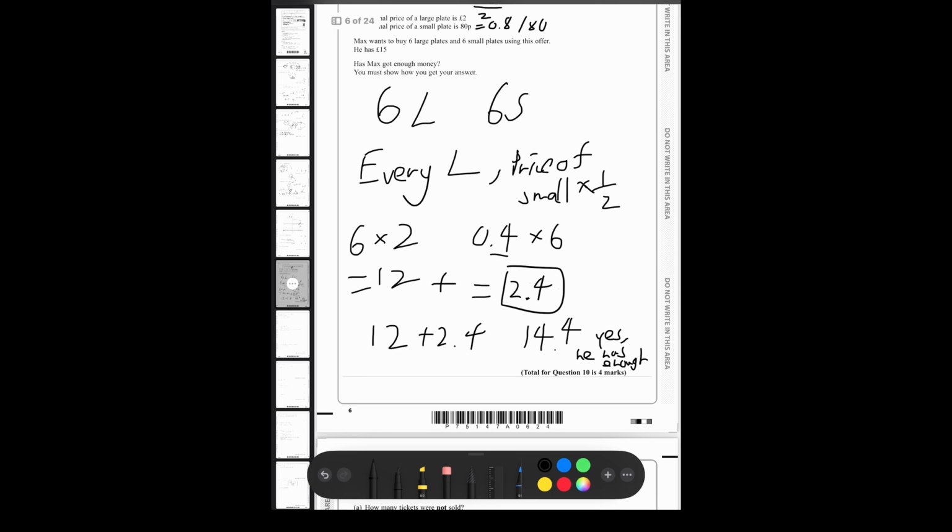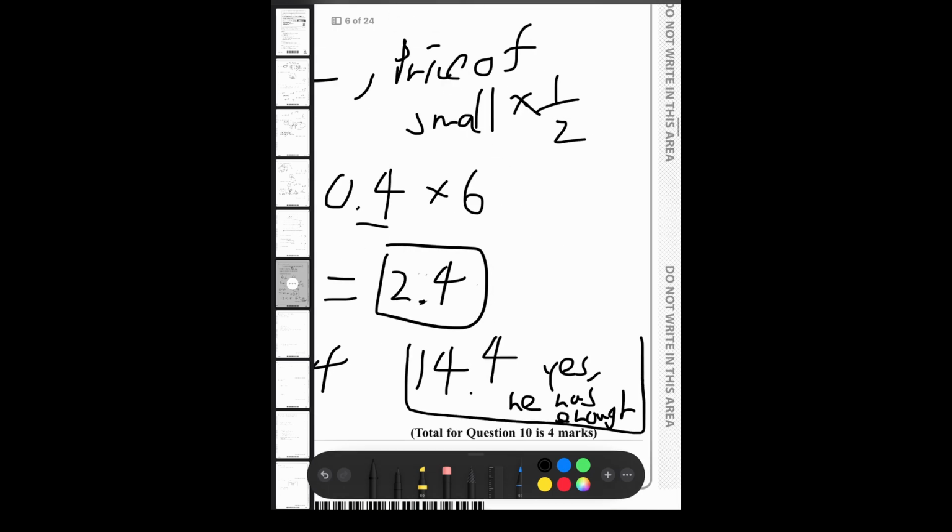If you want to do a cheeky one as well, 14.4 is smaller than 15.